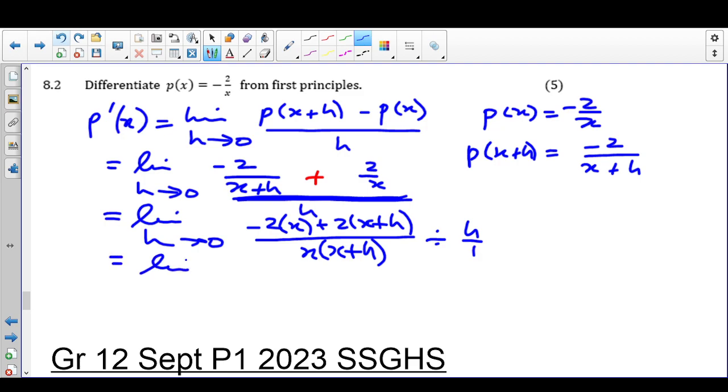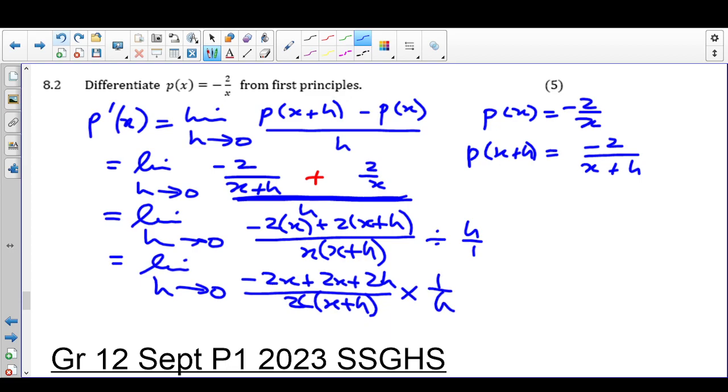Okay, so we got the limit as h approaches 0 of negative 2x plus 2x plus 2h all over x into x plus h multiplied by 1 over h. Of course, that cancels. So I'm left with 2h over x into x plus h times 1 over h. So that also cancels. And if I say h goes to 0, so what are we left with? 2 over x squared. Okay. That was your 5 marks there. Okay.